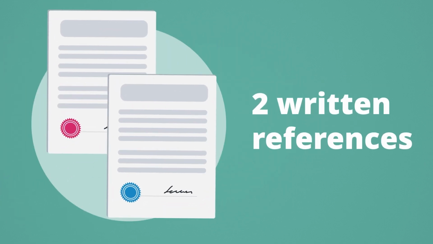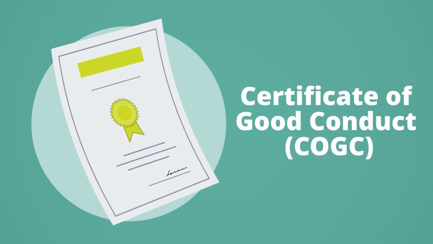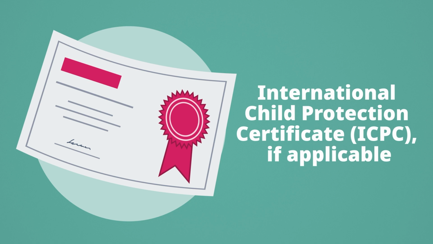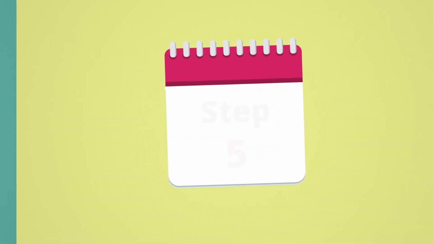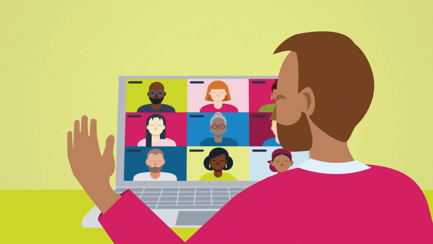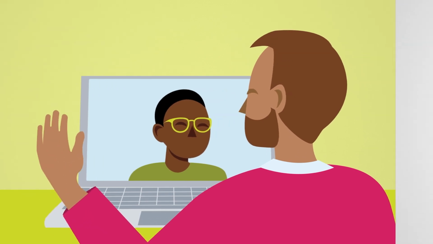You'll also need your CV, 2 written references, a certificate of good conduct, and, if you've lived or worked in the UK for at least 7 days, an international child protection certificate. Once you're approved, you'll be ready to enroll. You'll join our online platform, Tes Learn, meet your pathway tutor, and start your induction.